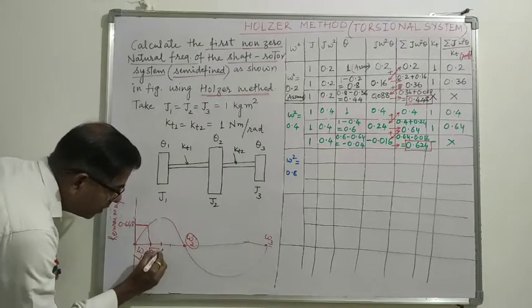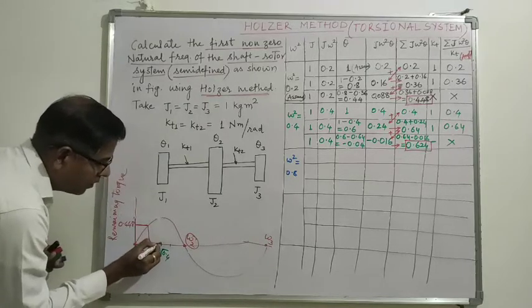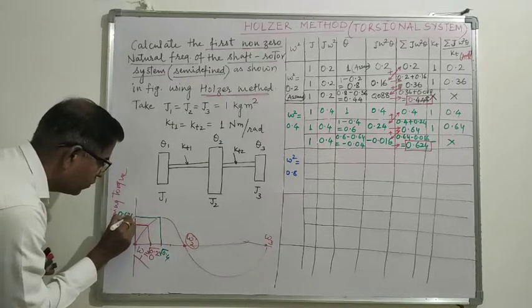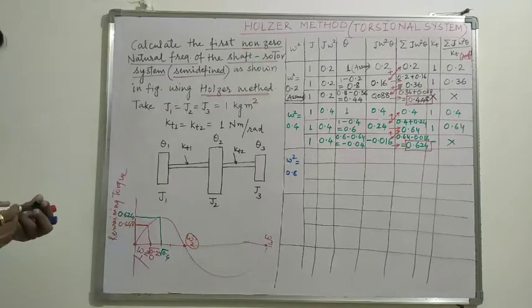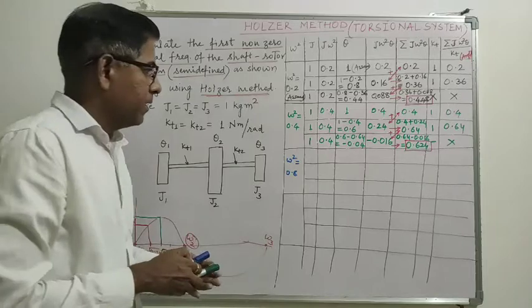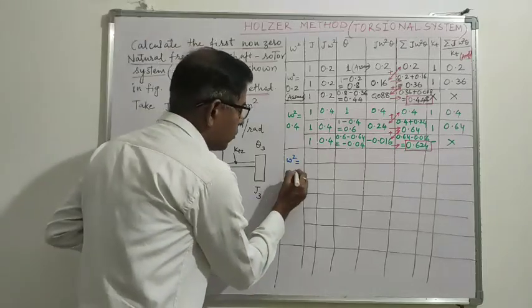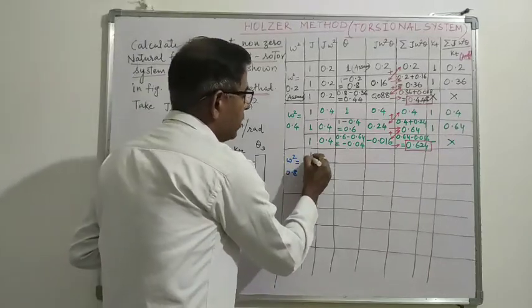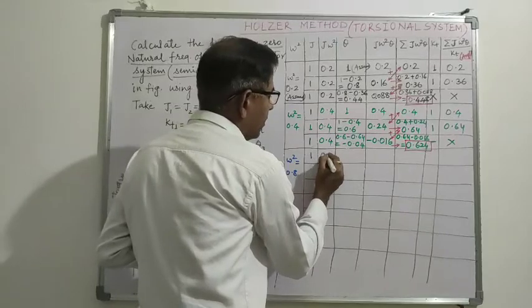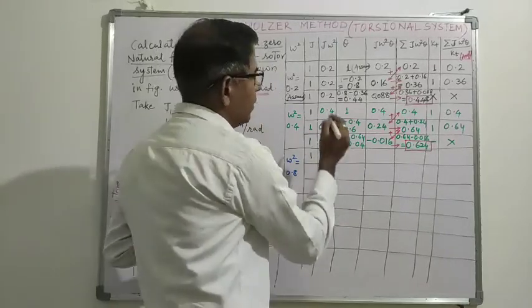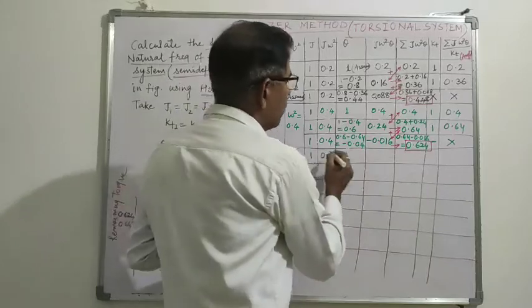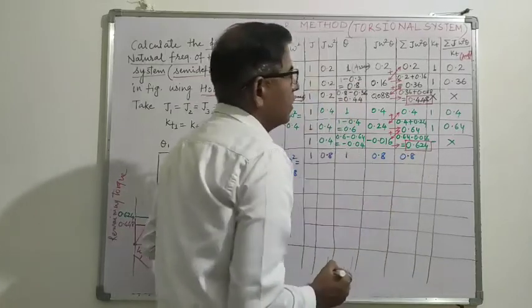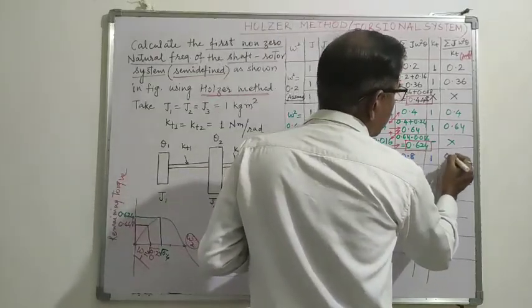So the second value is under root 0.4 and this is 0.624. Now next we will select omega square equal to 0.8. So J value is 1. So 0.8 into 1 is 0.8. Initial value of theta is 1. So 0.8 into 1 is 0.8 and the sum is 0.8. KT1 is 1. So the answer is 0.8.